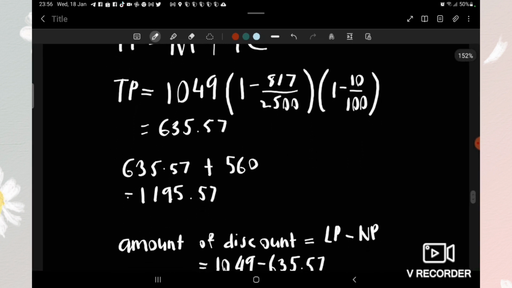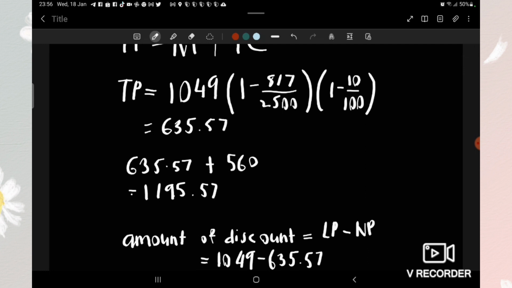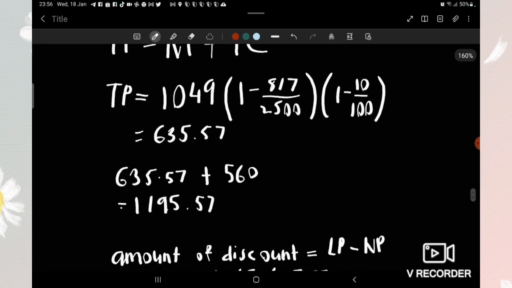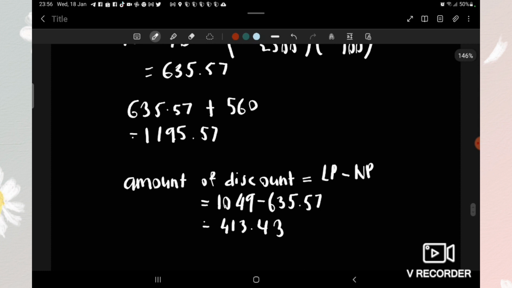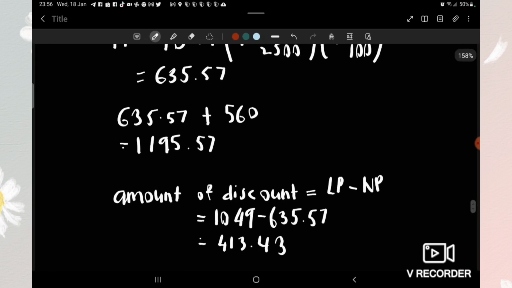335.57, and to this answer we add the transportation cost 516, and we will get the TP, which is 1,195.57. Okay, for the amount of discount, it equals LP minus NP. So we take the answers from the information and put them in this formula: 1059 minus 335.57, and we will get 430.43.